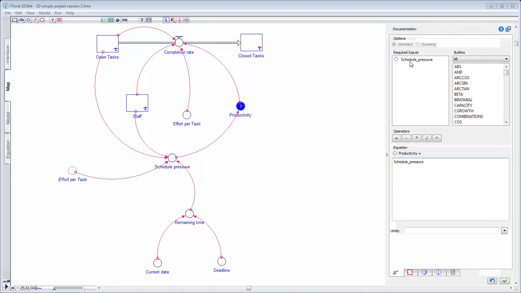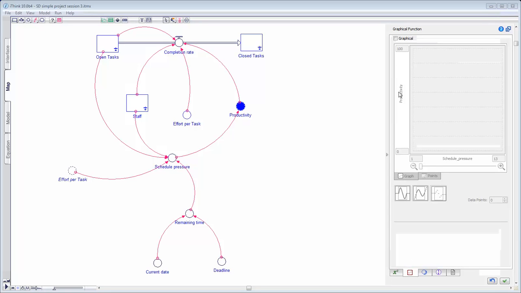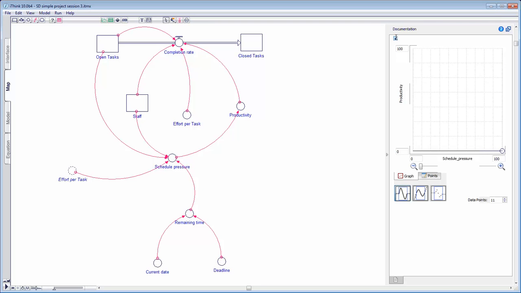We select the second tab at the bottom of the properties window with the graph symbol on it and activate the graphical function. Now we have two options. We can either draw the function ourselves or input data and let the software draw it.